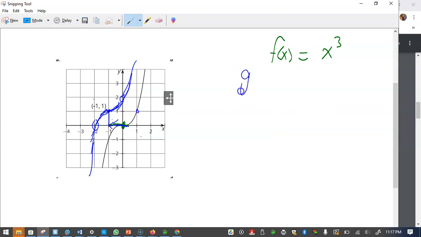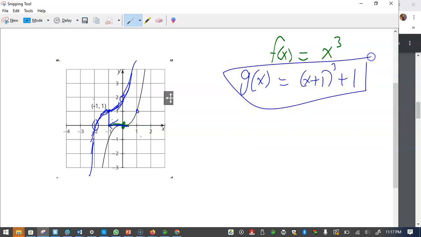It means the new function g(x) is, you can say, okay, it is cube, but you're moving to the left, so you put plus one, and then it goes up, so you add plus one. That's one way to do it. So the question is, is there another way to do this? I can take this off. I want you to think over this.